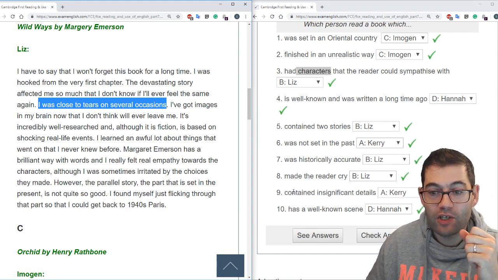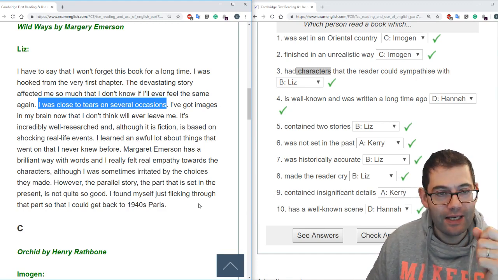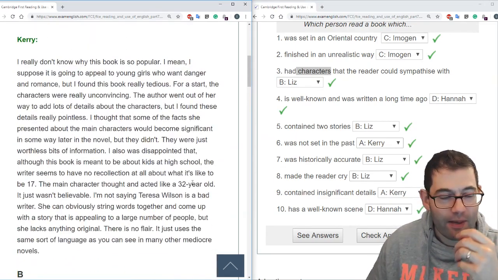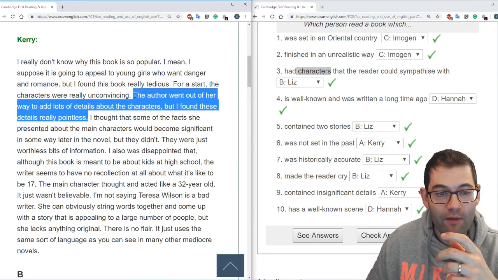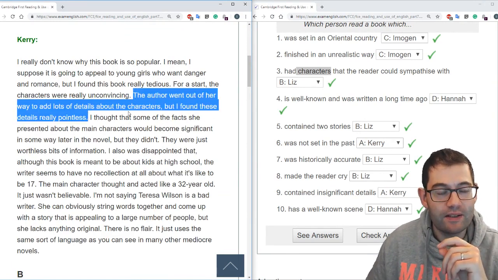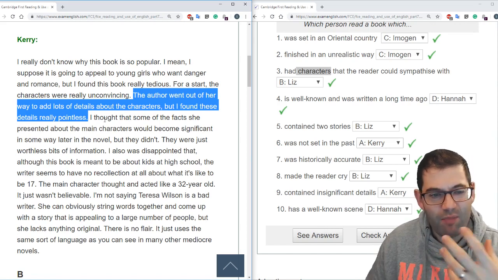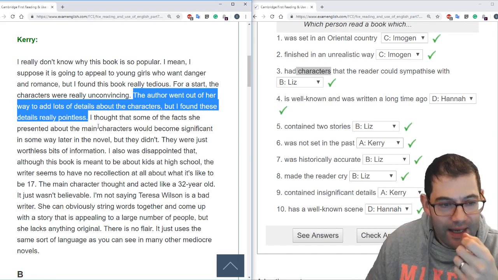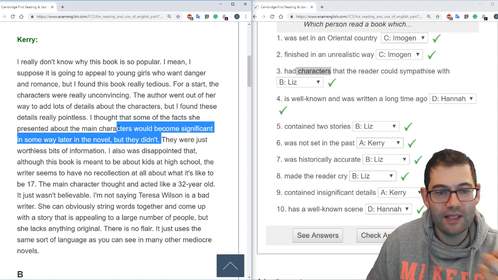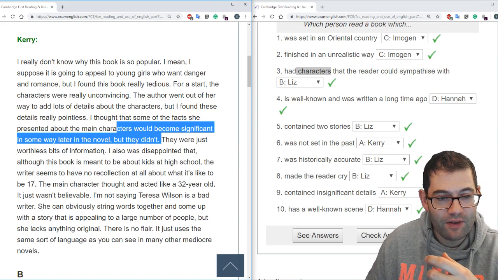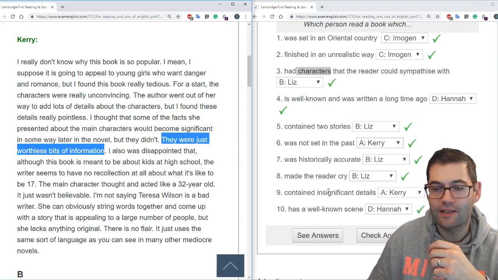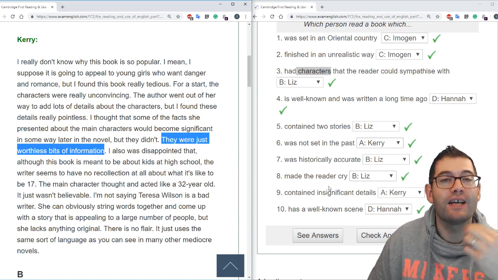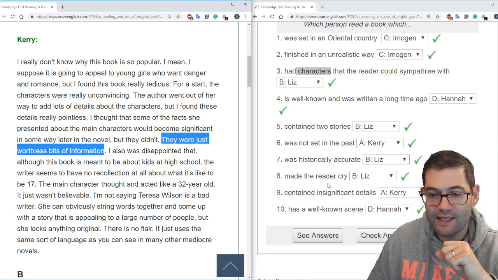Question 9. Which person read a book which contained insignificant details? This was A, Kerry. Kerry, plenty of criticism about her book. And we can find our vocabulary link here. The author went out of her way to add lots of details about the characters, but I found these details really pointless. I thought these details would become significant in some way later in the novel, but they didn't. They were just worthless bits of information. Plenty of vocabulary links to suggest insignificant, in other words, unimportant details.